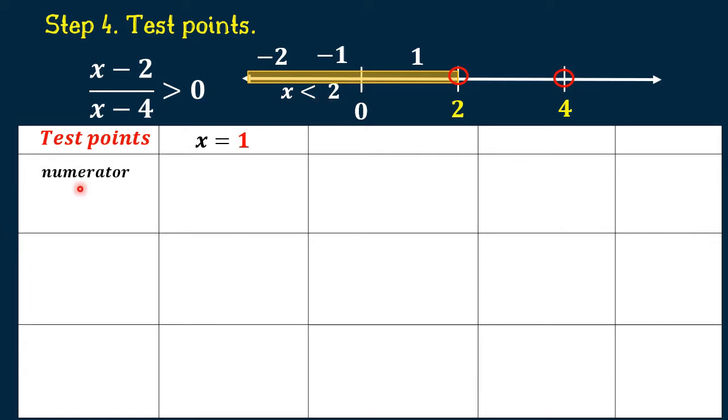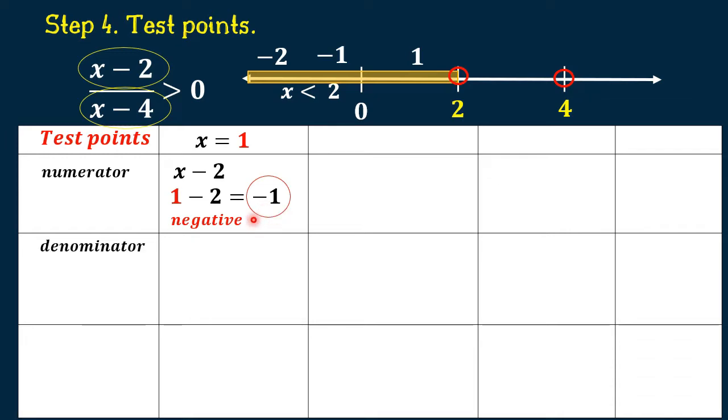First, we will try to plug it in our numerator. So, our numerator is x minus 2. So simply substitute x by 1. 1 minus 2 is equal to negative 1. So our result is negative. Take note, negative ang ating numerator.